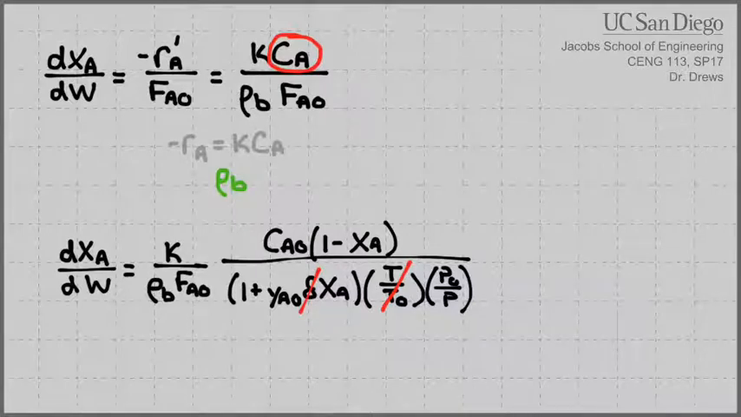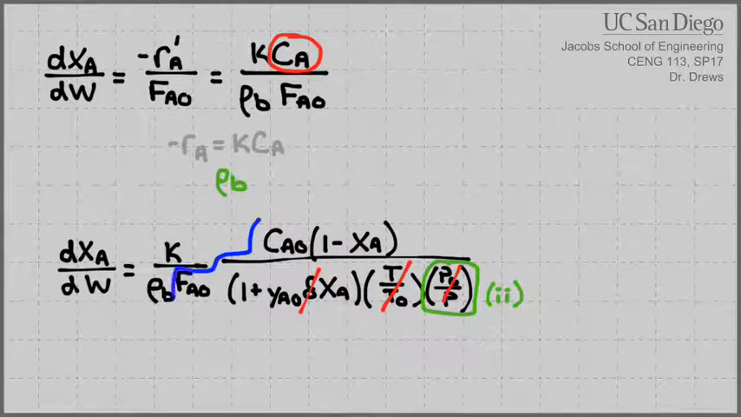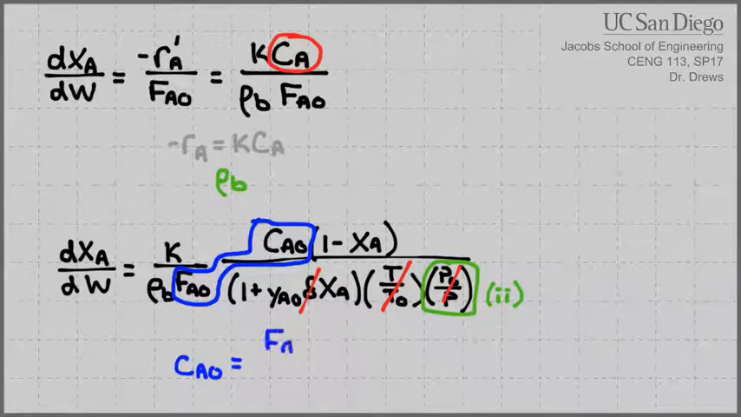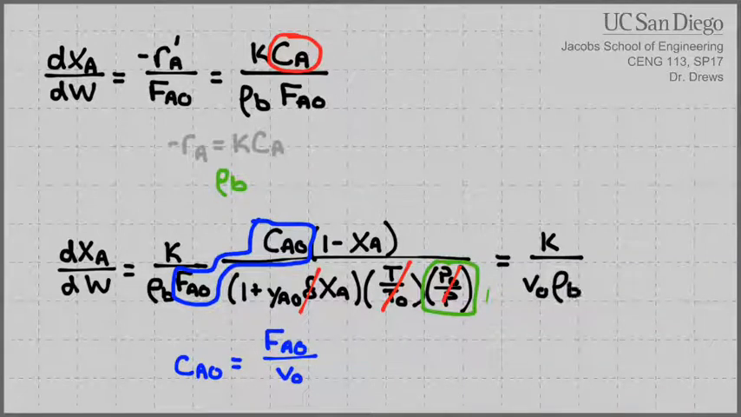We've got one more simplification to make, which is for this particular part of the problem, P naught over P is also going to be 1. This, by the way, is the term that we will come back to for the second part. For now it's 1, but when we get to part 2, that's the term we're going to have to look at again. And we have another term here that is just convenient to write: CA naught over FA naught. Just if you recall that CA naught is equal to FA naught over V naught, V naught being the inlet volumetric flow rate, we can replace this term with a V naught term. So that when we're done with these variations, we just have a K over V naught times rho bed times 1 minus XA.